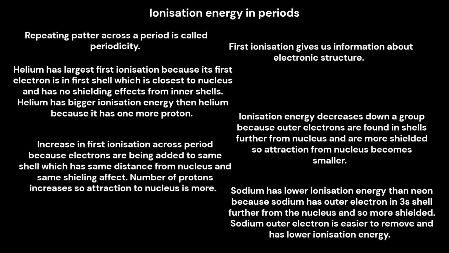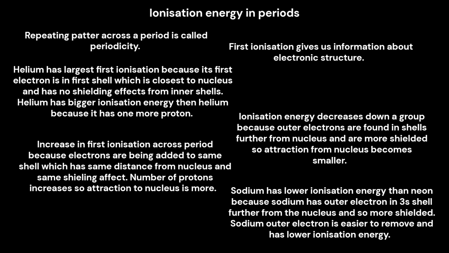Ionization energy in periods. A repeating pattern across a period is called periodicity. First ionization gives us information about electronic structure. Helium has the largest first ionization energy because its first electron is in the first shell, which is closest to the nucleus, and has no shielding effect from inner shells. Helium has bigger ionization energy than hydrogen because it has 1 more proton.